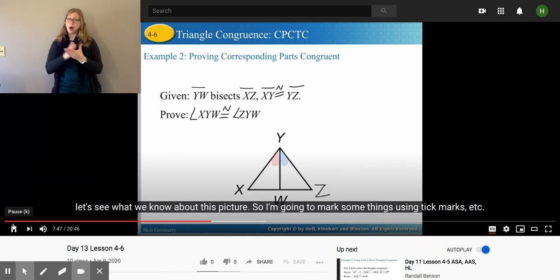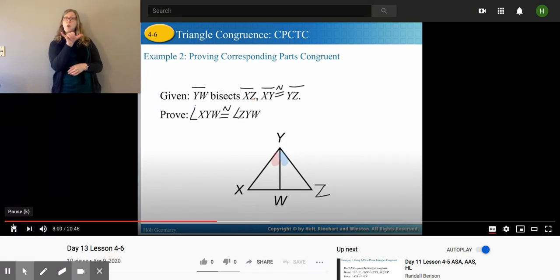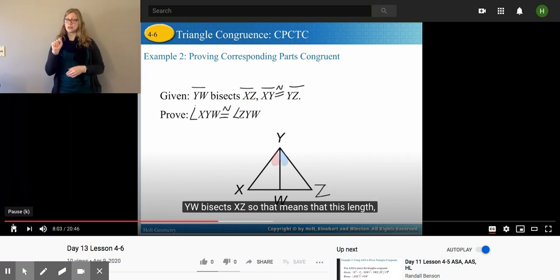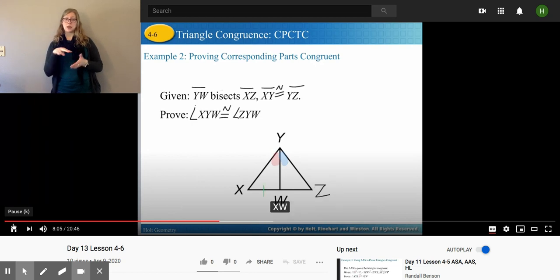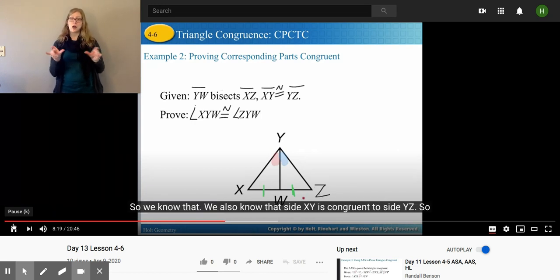And so let's see what we know about this picture. I'm going to mark some things using tick marks, etc. The first thing it tells us is that up above it says YW bisects XZ. So that means this length XW is going to be congruent to ZW, because the segment is bisected, and the word bisect means cut into two congruent parts. So we know that. We also know that side XY is congruent to side YZ.